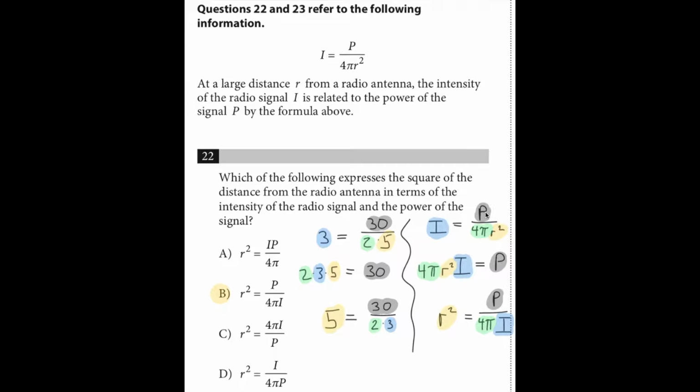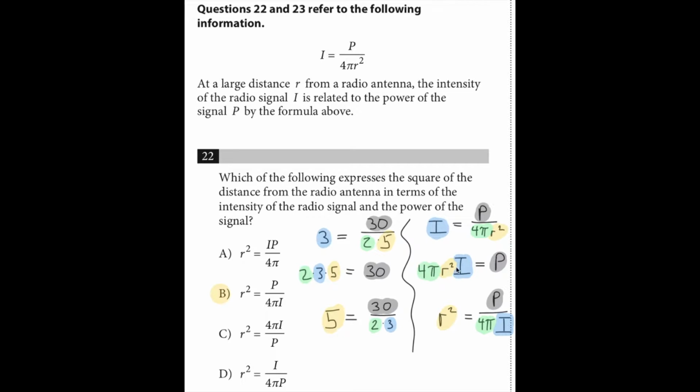So compare that with the different parts you have here. Instead of 30, it's P. Instead of 2, it's this 4 pi. Instead of 5, it's this yellow r squared. And instead of 3, it's I. You still have to do the same dance, the same movement. Multiply both sides of the equation by the denominator to clear the fraction. And you get 4 pi r squared I.